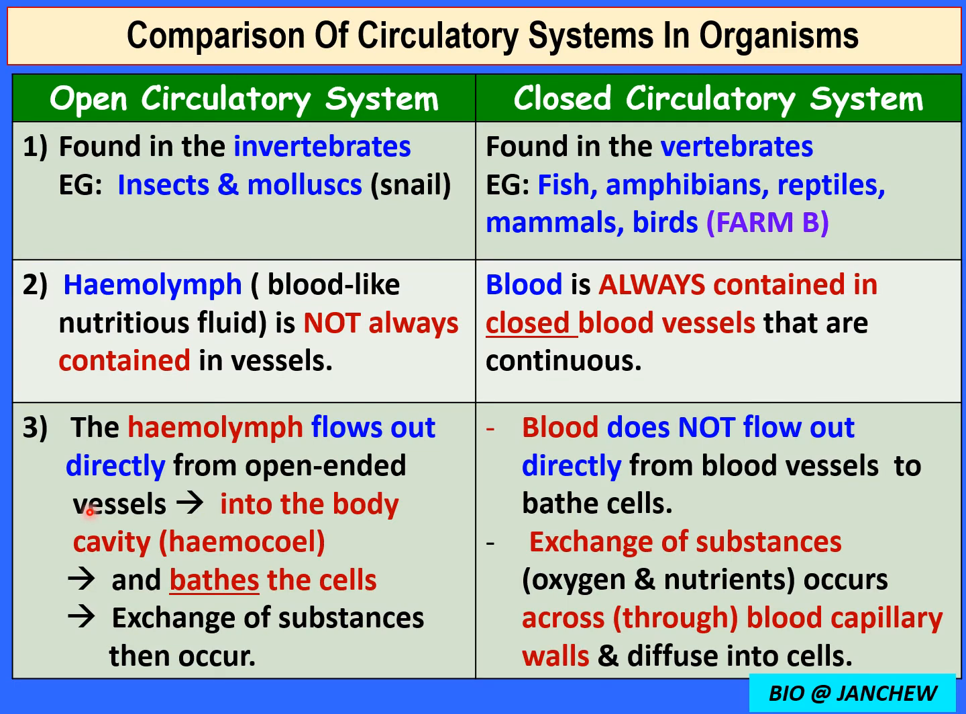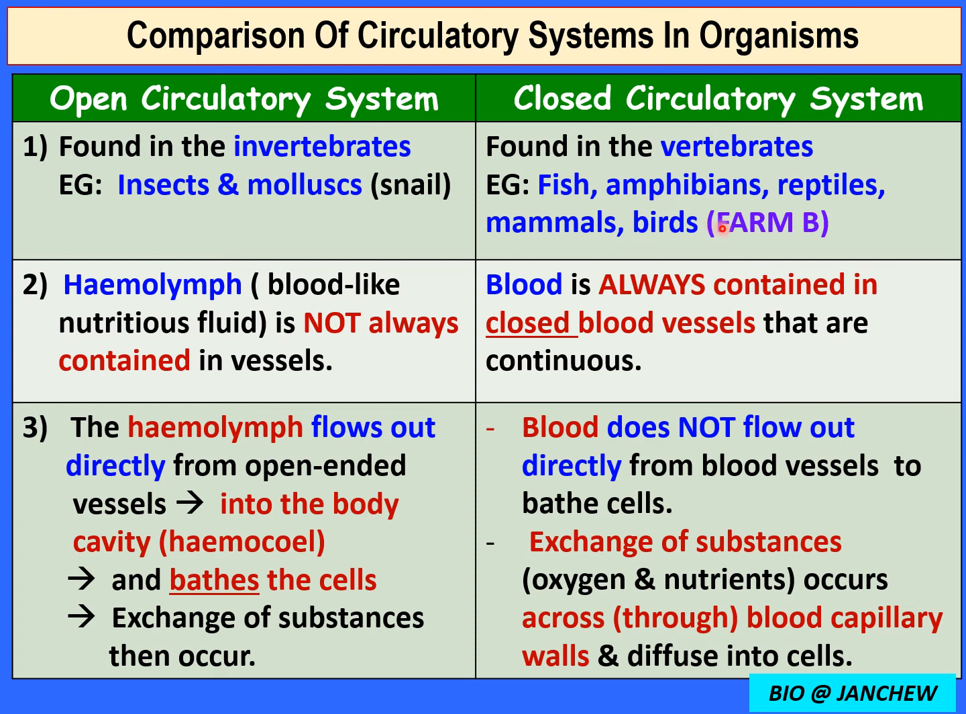Let us look at the differences between the open and closed circulatory systems. So this can come up as a question in the structured section or essay section. Alright. Now you can use a table to show the differences. Firstly, the open circulatory system is found in the invertebrates such as insects and mollusks. Mollusks is a group of animals including the snail, which have soft body and hard shell. Now, the closed circulatory system is found in the vertebrates, which are the fish, amphibians, reptiles, mammals, and birds.